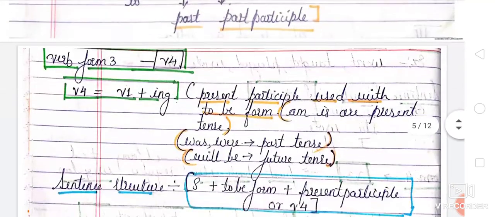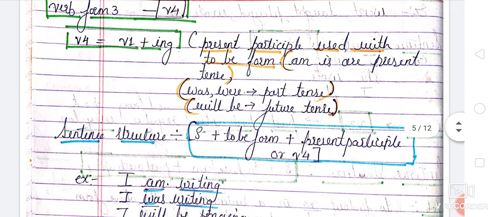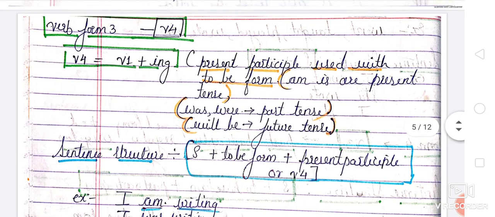Now what about the ing form? It is the present participle. Present participle is always used with to be forms. So am, is, are are used in the present tense. When we are talking in the past tense, we use was and were. When we are talking in the future tense, we use will be. So what is the present participle? It indicates the ongoing action.